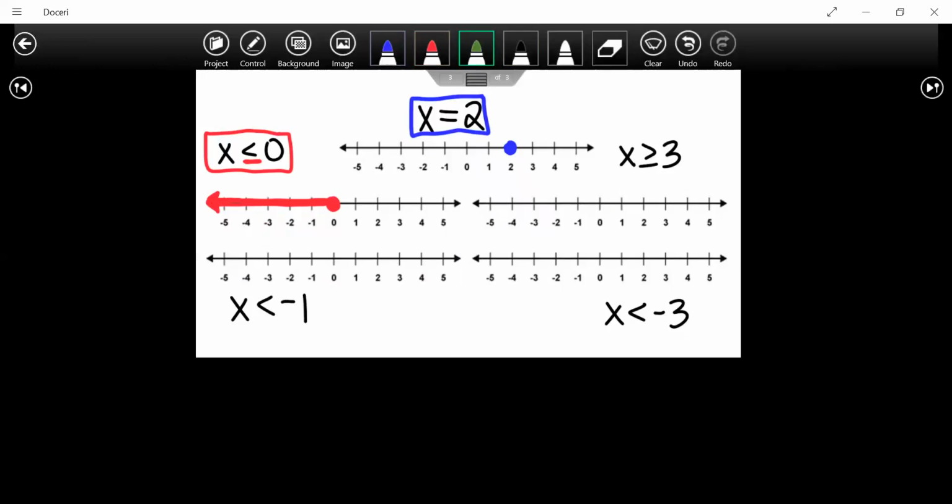If I do the one down below, x is less than -1. At -1, it'll be an open circle, because we do not have a line underneath the inequality sign. What direction is it going in, left or right? Left. Our arrow is pointing left, so therefore our inequality is pointing left as well.